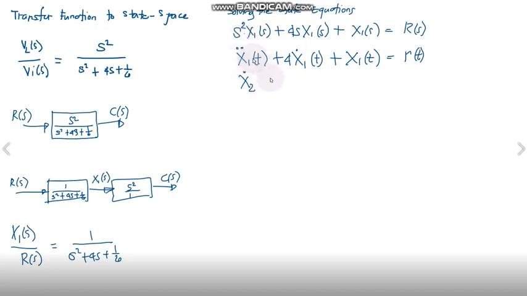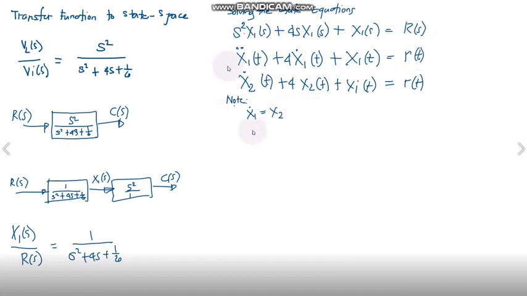And so by notation, we've been using double dot for the second derivative and a dot for the first derivative. Okay, so for 4 we copy 4, and then the inverse Laplace of s X1(s) will be the first derivative of x1 of t. Or by symbol, we use x1 dot for the first derivative. And the inverse Laplace of X1(s) is x1(t), and the inverse Laplace of R(s) will be r(t).